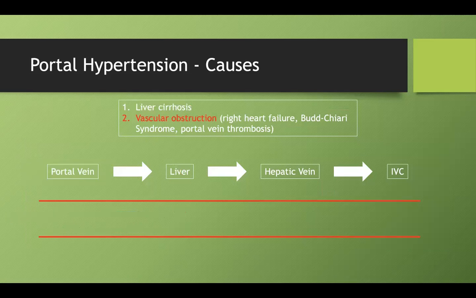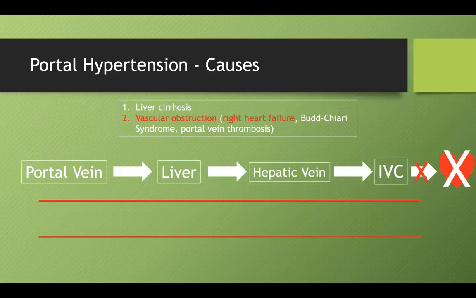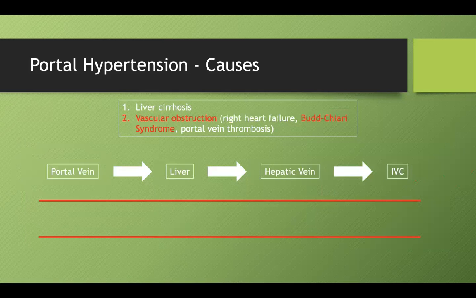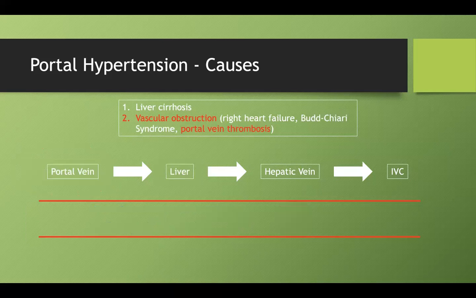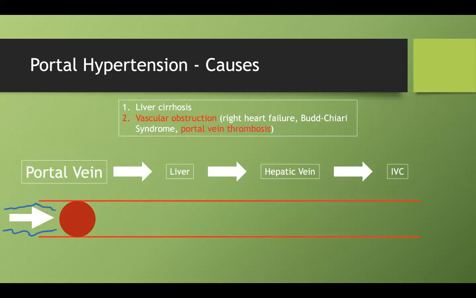In vascular obstruction, even though the obstruction happens a little bit more distal in the pathway, right heart failure would be here, you'll have everything raised, including your portal vein. And in Budd-Chiari syndrome, you'll have a clot in your hepatic vein. And again, your portal vein will ultimately be congested and have higher pressures. And in portal vein thrombosis, same thing. If you have a thrombosis, you're going to have back pressure causing portal hypertension.